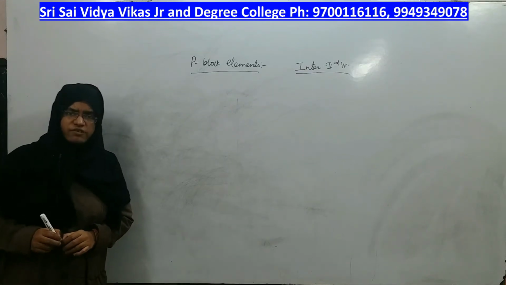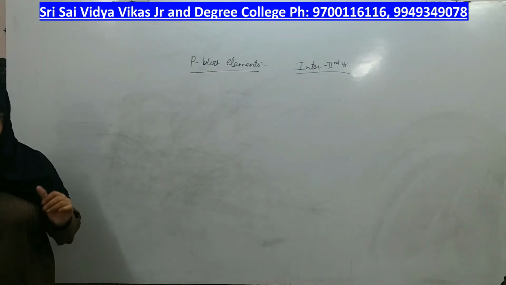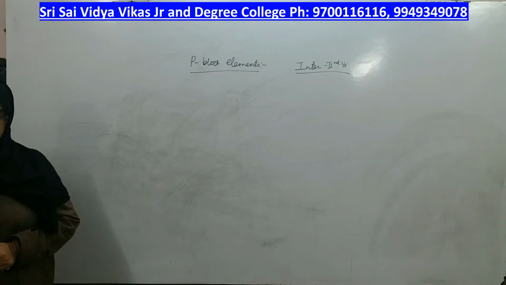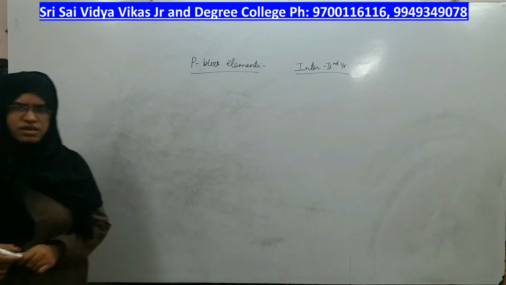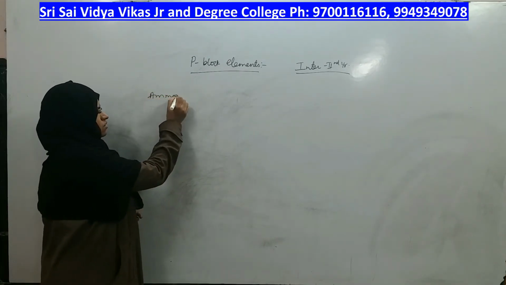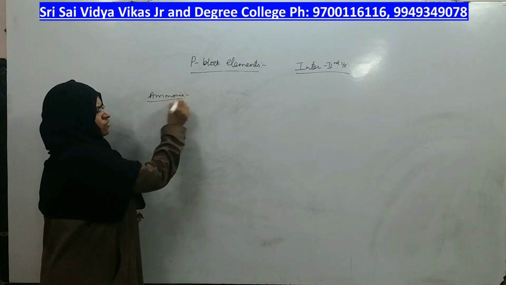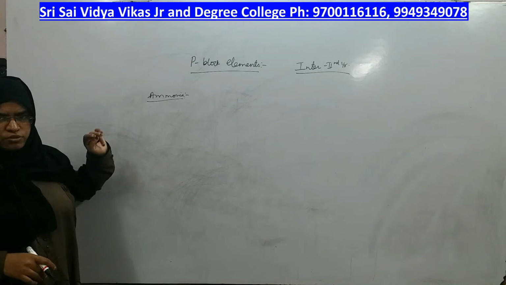In this class we will be discussing p block elements only. In continuation with the previous lecture, we were discussing the compounds of nitrogen, in which dinitrogen was covered. Now the next compound of nitrogen is ammonia. For this compound also we should study how ammonia is prepared and what the properties of ammonia are.